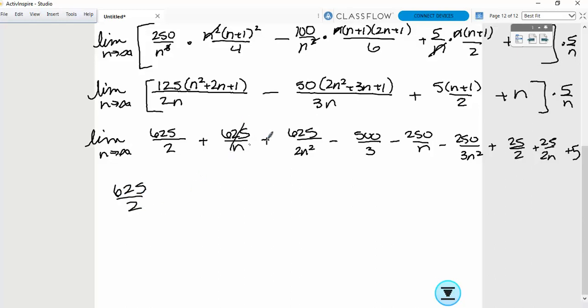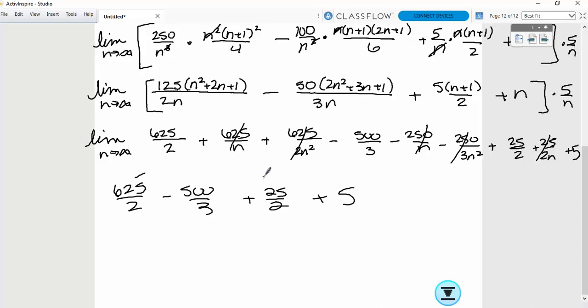Are you okay with all those? So anything with an n on the bottom goes to 0, so we have a 625 over 2. Those will go to 0, minus the 500 over 3. Those go to 0, plus the 25 over 2. That goes to 0, plus 5.